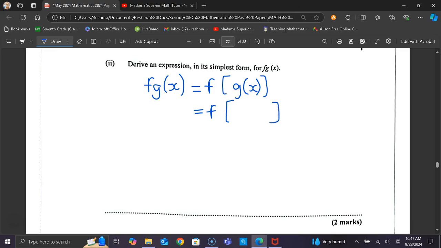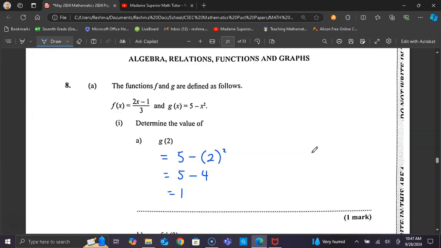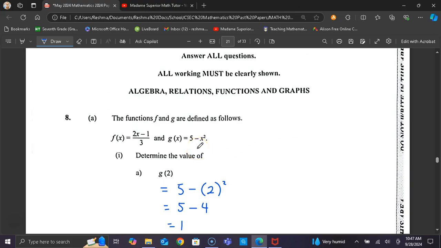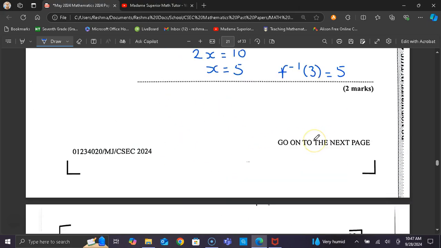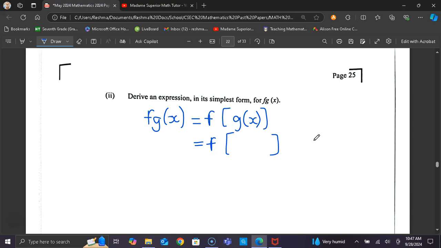So I'm going to write it like this, with g of x in square brackets. So we are finding f of g of x. So g of x, if we remember, is 5 minus x squared. So I'm going to replace g of x with 5 minus x squared inside of my square brackets. So what I'm actually finding is f of 5 minus x squared.